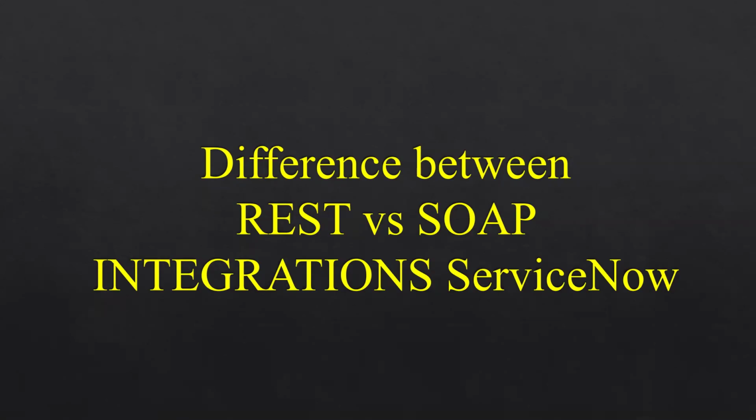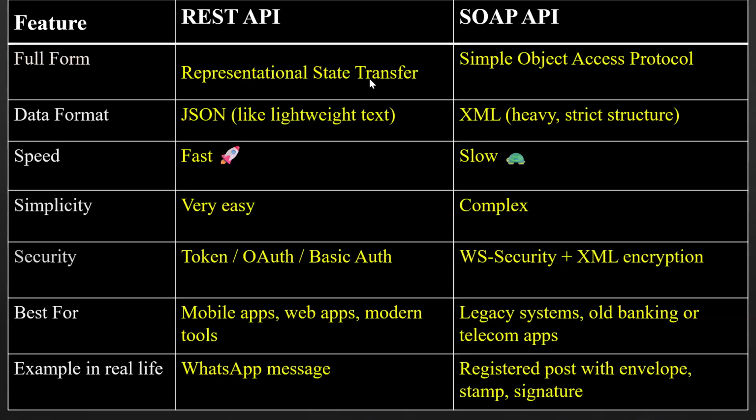So we'll go to the overview: REST API, SOAP API. API is the application programming interface, the interface between two systems, two applications. The full form of REST API is Representational State Transfer. For SOAP, it is Simple Object Access Protocol.